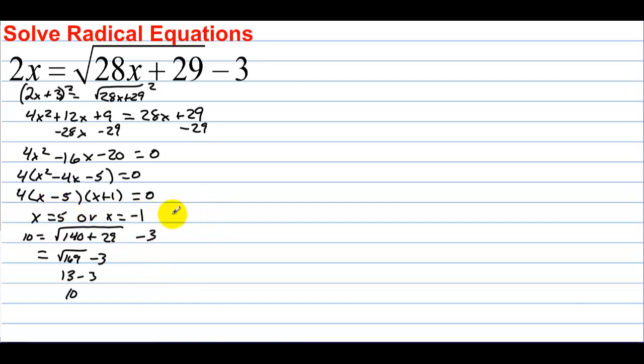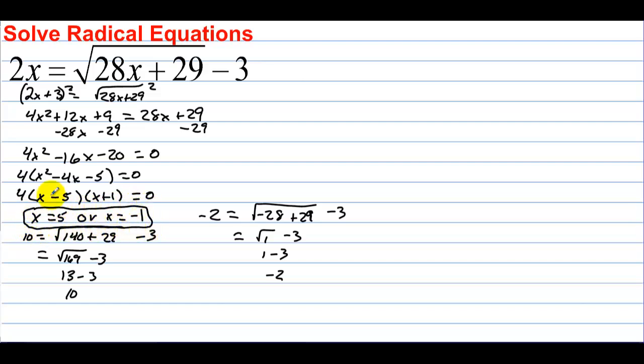We have the other value. We have negative 2 is equal to the square root of negative 28 plus 29 minus 3. That's going to be the square root of 1 minus 3. 1 minus 3, negative 2. They both work. So x equals 5 or x equals negative 1.